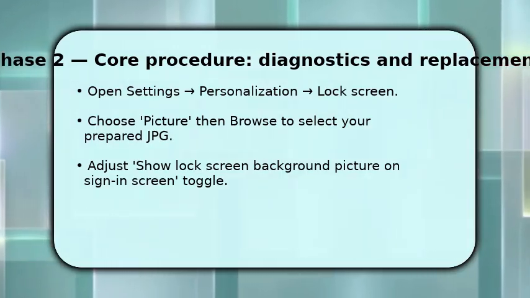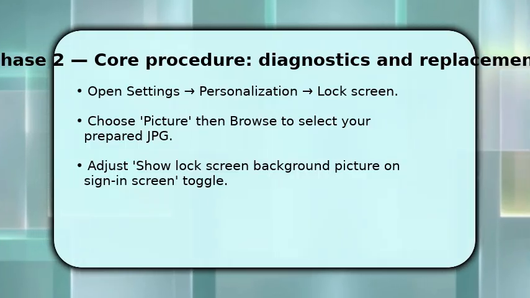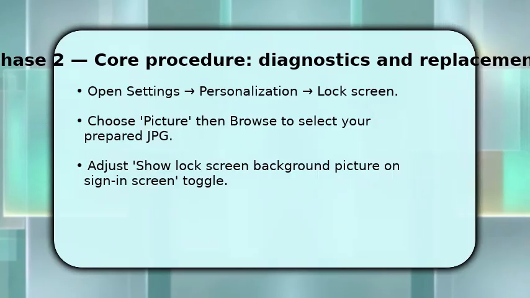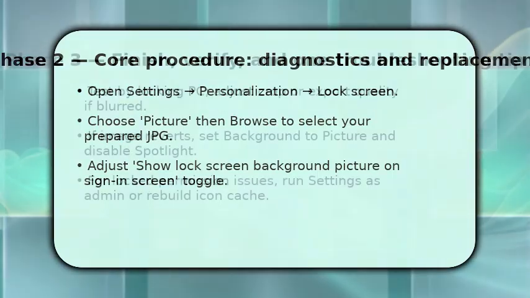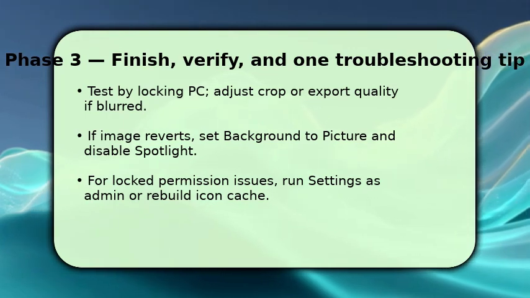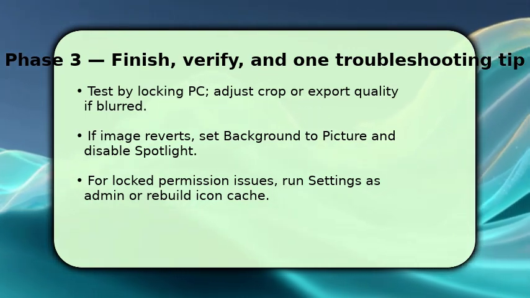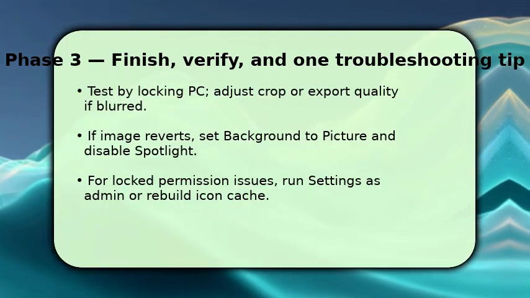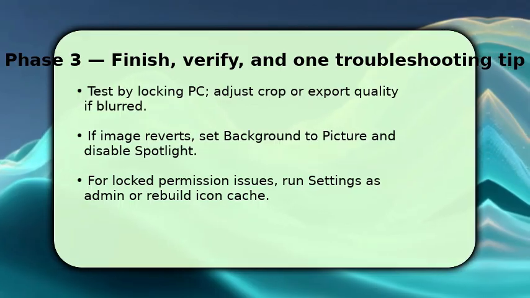Once selected, lock your PC to preview. If the crop or alignment is off, go back and tweak the image and re-export at the same resolution. To finish, lock your PC and inspect how the image aligns with the clock and notifications. If it appears blurred, re-export at higher resolution or 100% quality, then reapply.